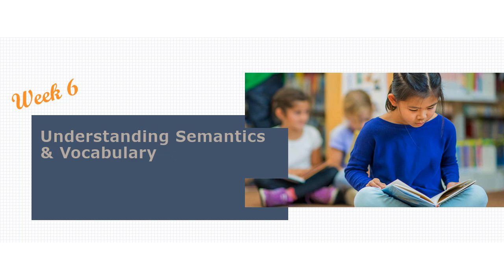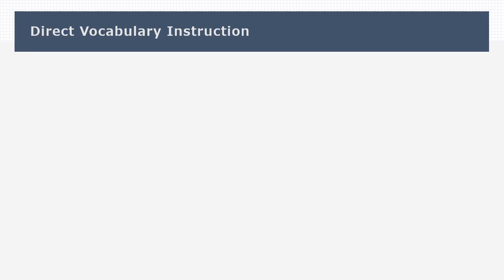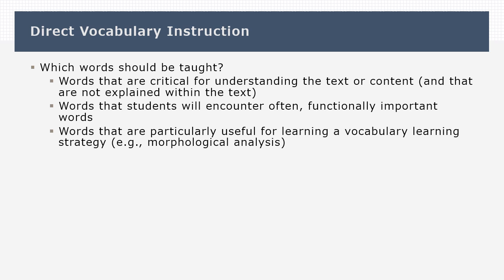We're going to finish off last week's discussion on semantics and vocabulary. You may recall from the readings that one of the components of effective vocabulary instruction is including direct instruction. With direct instruction, teachers specifically and deliberately choose words to teach and then provide explicit instruction in that vocabulary. The first question that teachers have to answer is deciding which words should be taught.